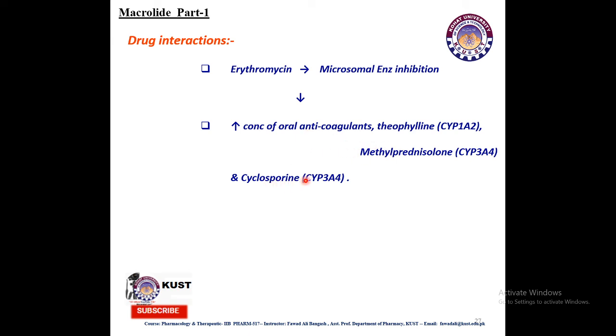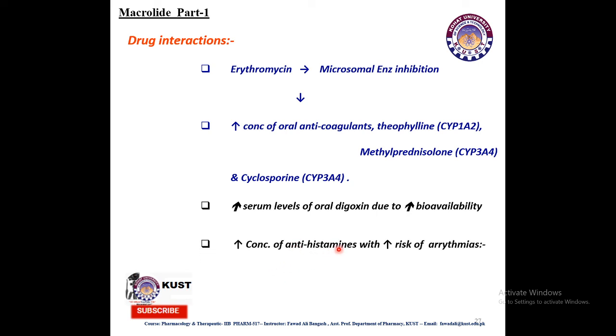Methylprednisolone and cyclosporine are metabolized by the CYP3A4 enzyme, and erythromycin itself is metabolized by the CYP3A4 enzyme. So they compete for the CYP3A4 enzyme, resulting in increased concentration of methylprednisolone and cyclosporine in the plasma. It also increases the serum level of oral digoxin due to increased bioavailability, and increases the concentration of antihistamines such as terfenadine and astemizole, with an increased risk of arrhythmias.